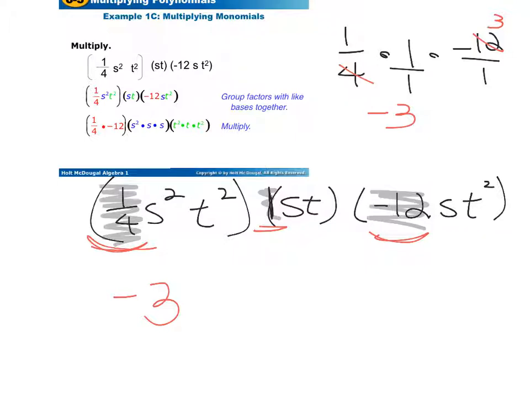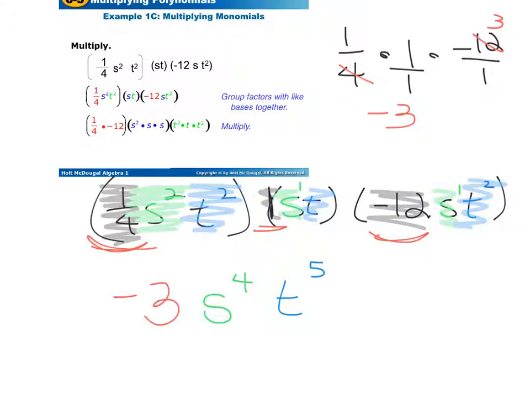Then I'm going to go back and look for all of my variables that have the letter s. So I have 1 here, 1 here, and 1 here. Notice these two here. This has an exponent of 1, and this also has an exponent of 1. So 2 plus 1 plus 1 gives me s to the 4th. Then I'm going to go back and get all my t's. I have a t squared, a t to the first, and a t squared. 2 plus 1 plus 2 gives me t to the 5th. And that's your answer. So when you're multiplying, you're adding the variable exponents, but multiplying the coefficients.